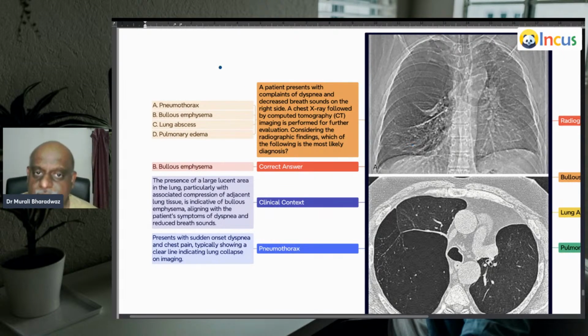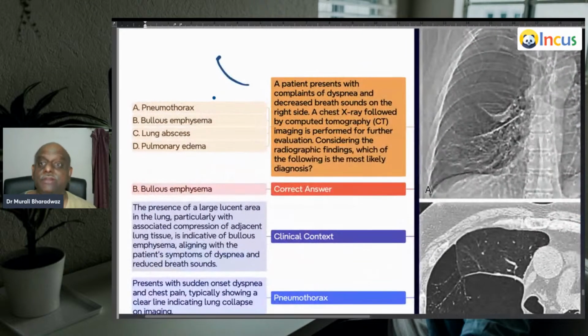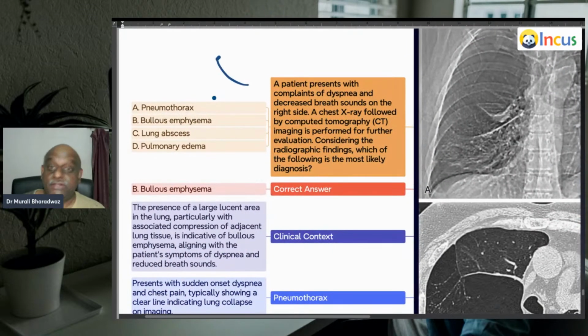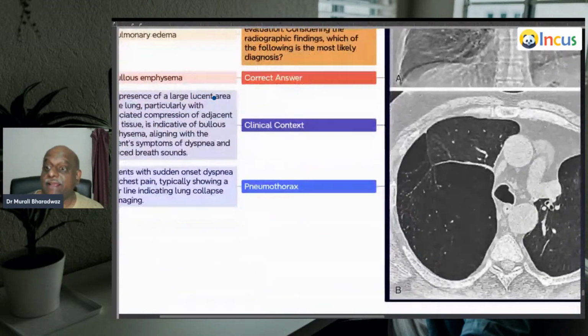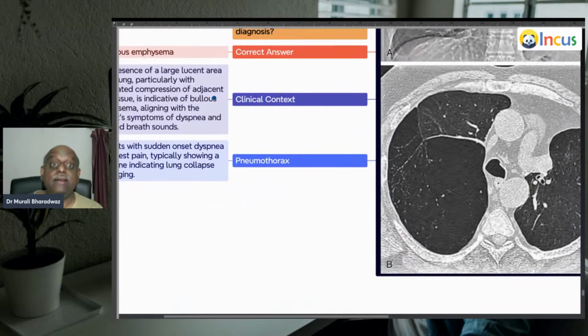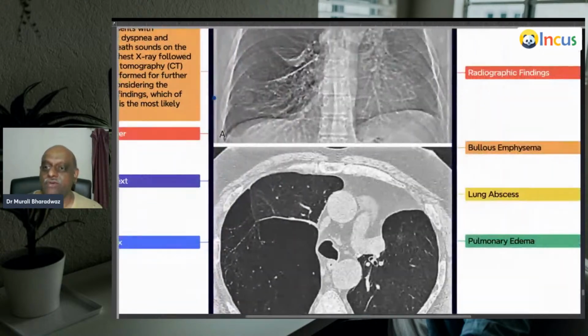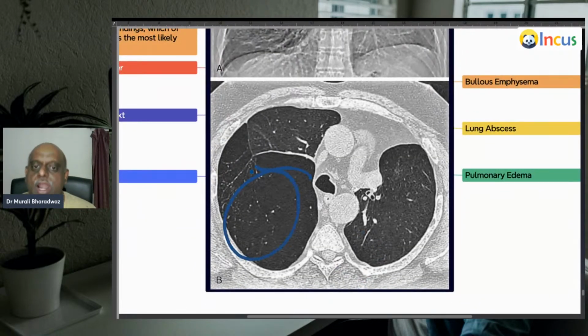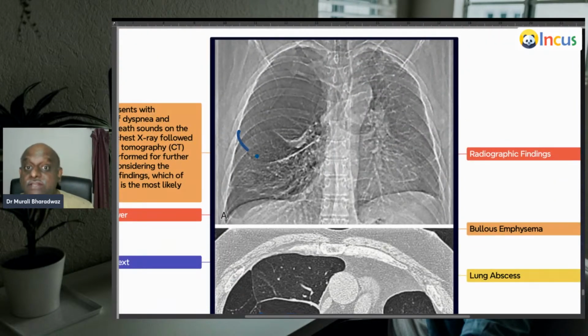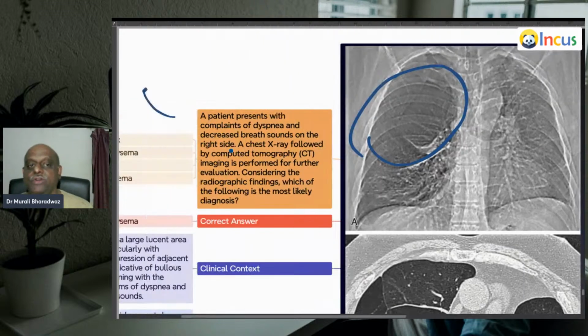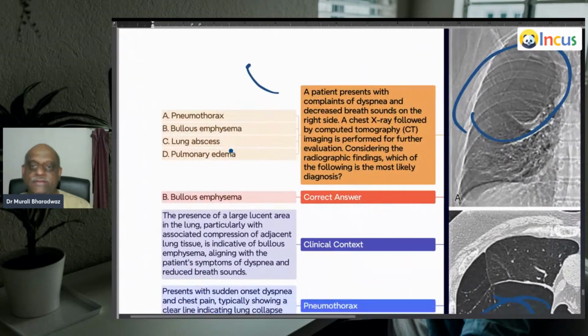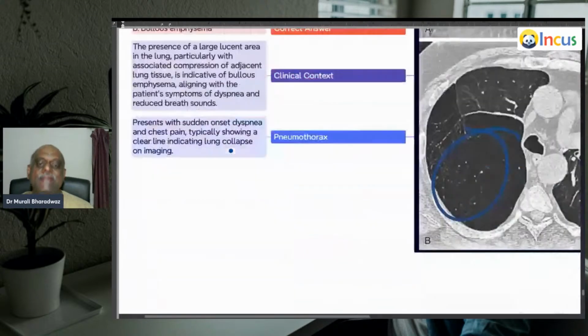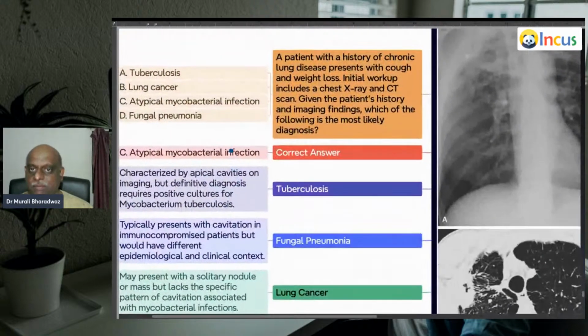Now, a patient presents with complaints of dyspnea, decreased breath sounds on the right side, chest X-ray followed by CT is being done. What is your answer, doctor? This is called bullous emphysema. What you are seeing here is a bulla. So bullous emphysema is what you are able to see in this given CT, is what you need to remember.